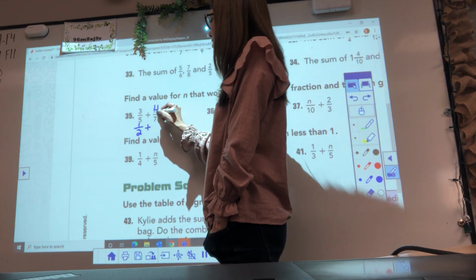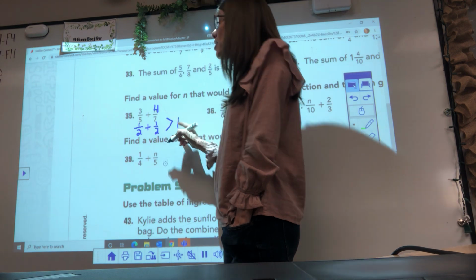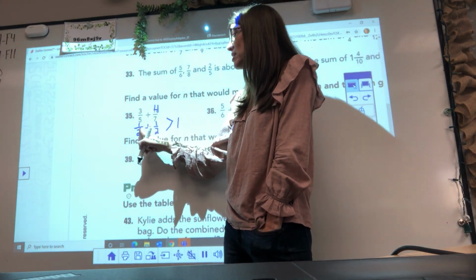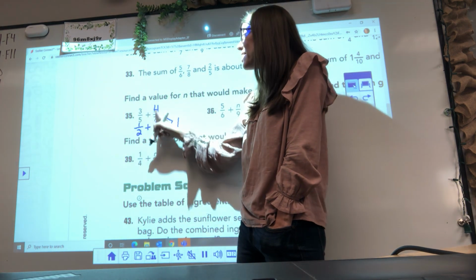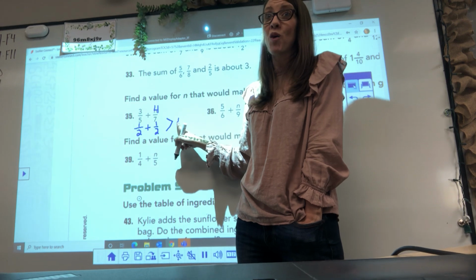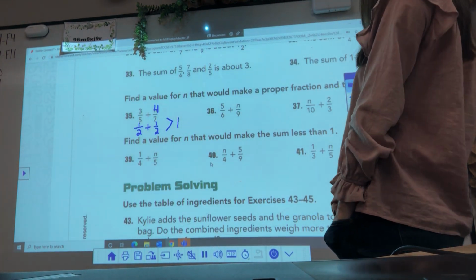If we have 4/7, that's closest to what? A half. Is this bigger than 1? Let's think about it. This actual answer is a little bit bigger than a half, and this is a little bit bigger than a half. So will your answer be a little bit bigger than 1? Yes, it will. All right, let's do one more, and then I think you've got the hang of it.